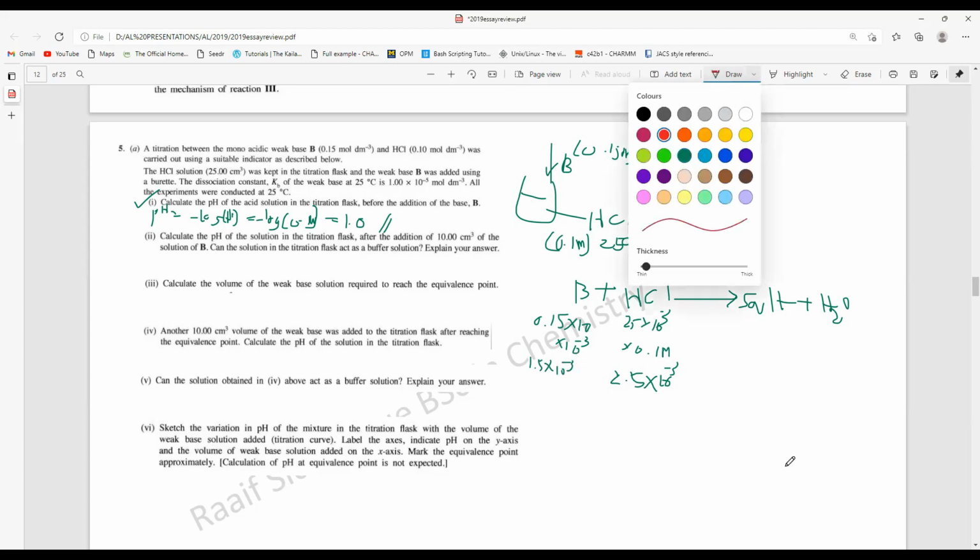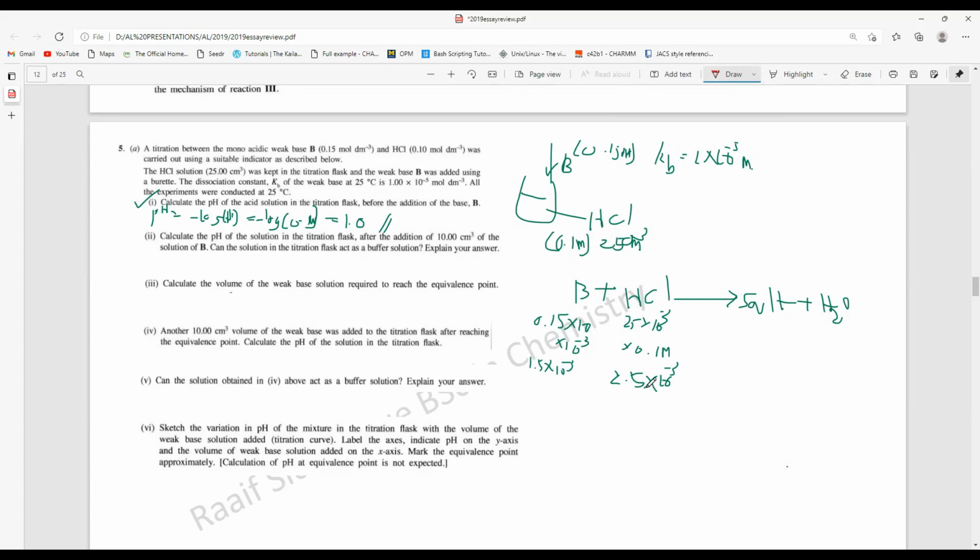So what is going to happen? You see here, B is limiting, HCl is in excess. So basically, B is going to completely react. So no B will remain. But HCl is 2.5 minus 1.5 into 10 to the power minus 3, so the remaining amount will be 1 into 10 to the power minus 3 moles. B will be nothing. So the same amount of salt will be formed, right? Because the reacting amount will be formed. So basically salt will form 1.5 into 10 to the power minus 3 moles. This is the idea.